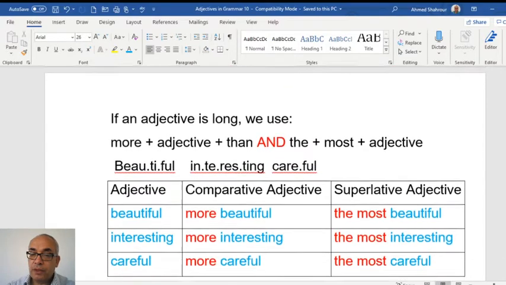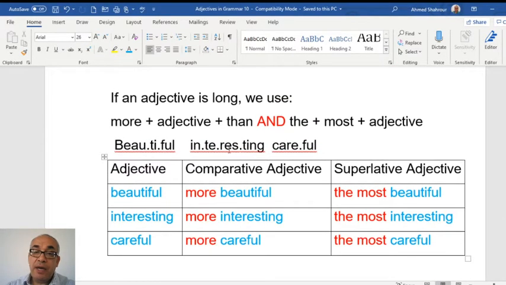Now if an adjective is long, it means it has more than one syllable, more than one part. We use more plus adjective plus than, and the plus most plus adjective. So beautiful, 3 parts, 3 syllables. Interesting, 4 parts, 4 syllables. Careful, 2 parts or 2 syllables.